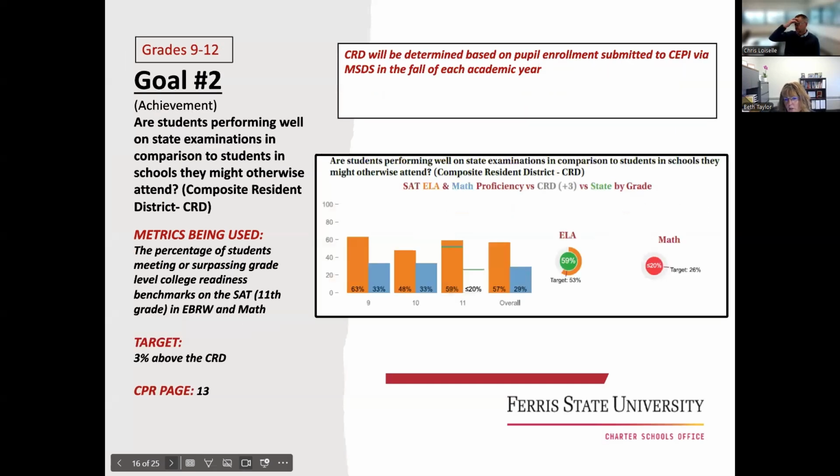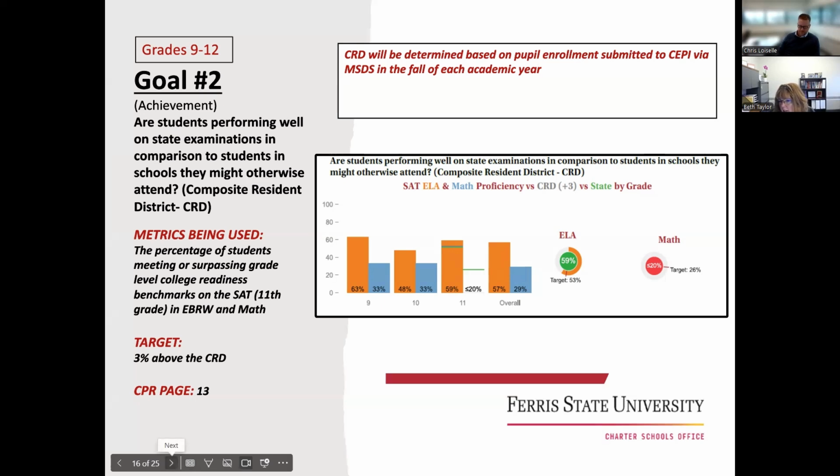For goal number 2 under achievement, are students performing well on state examinations in comparison to students in the schools they might otherwise attend? So this would be their CRD. Similar to our elementary, we've calculated the same way, but we are only looking at our 11th grade because that is where our SAT results are. We do give you 9th and 10th for the PSAT. We give you their results, but we're only really measuring for your contractual information, the 11th grade goals.